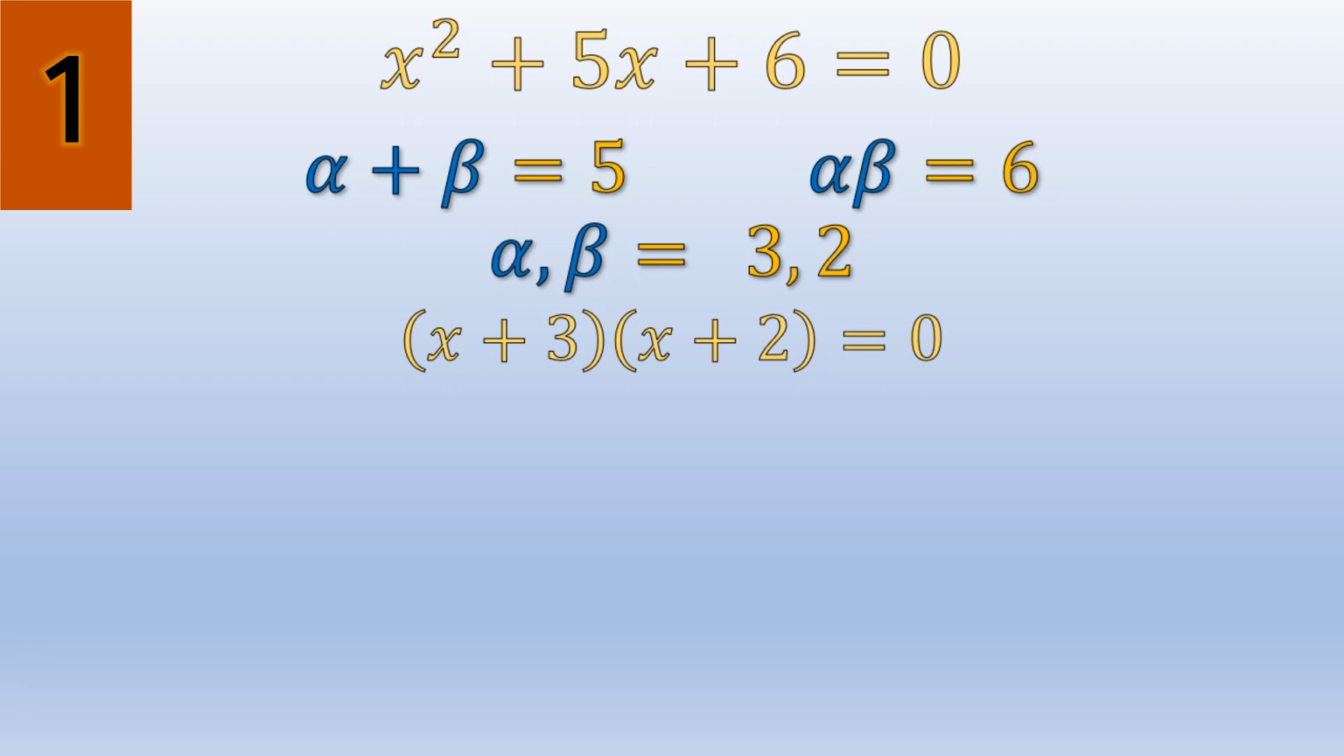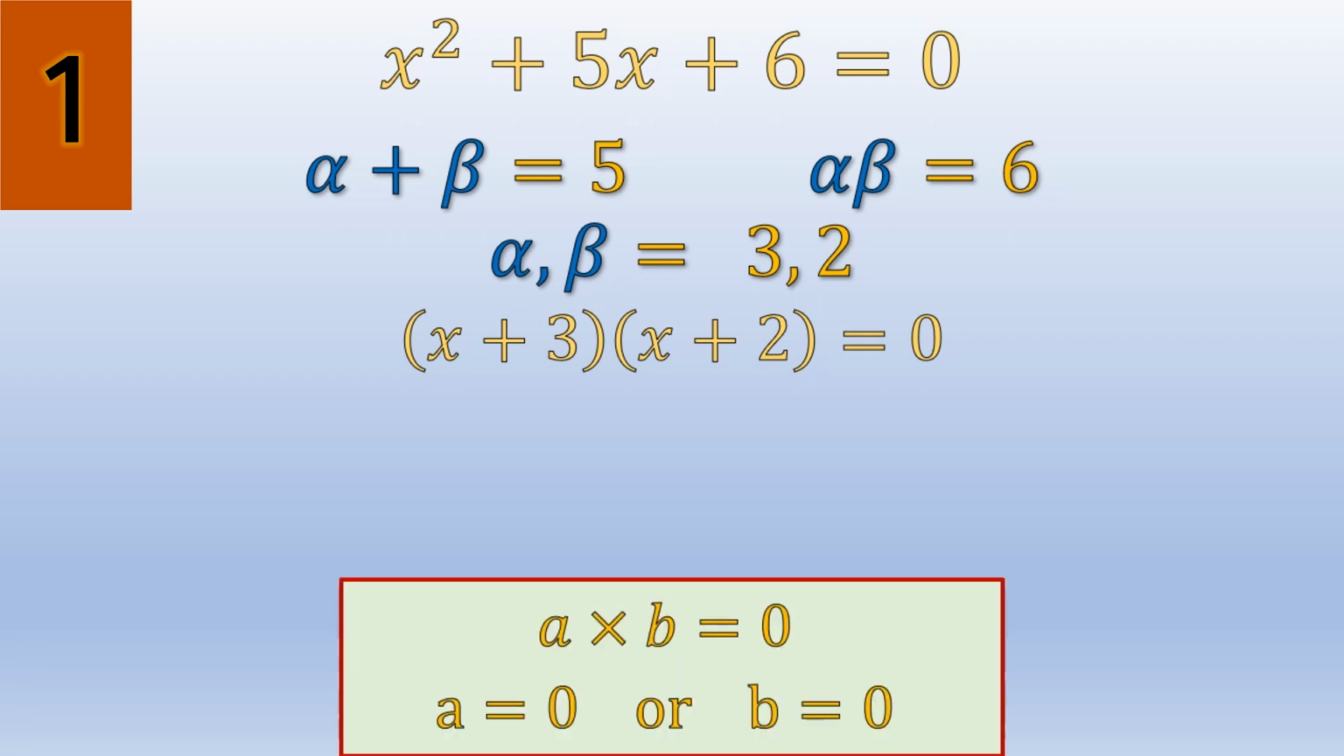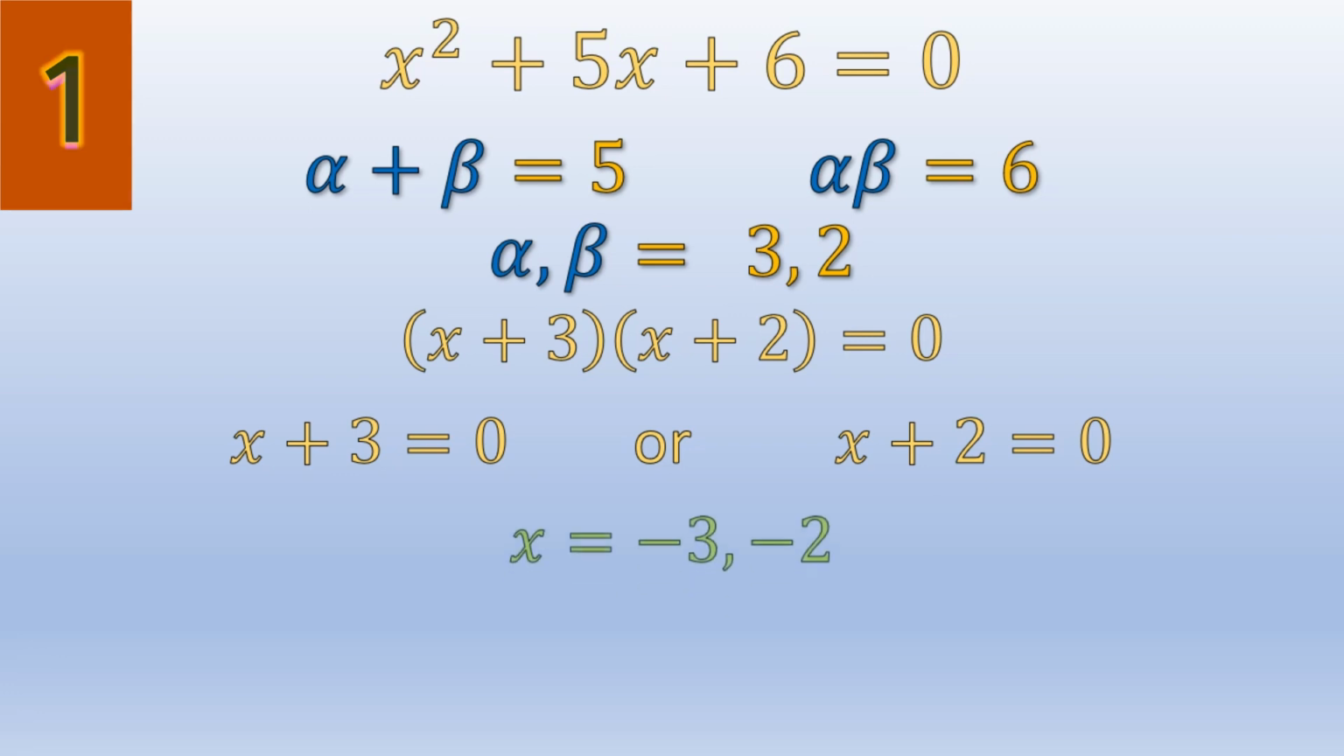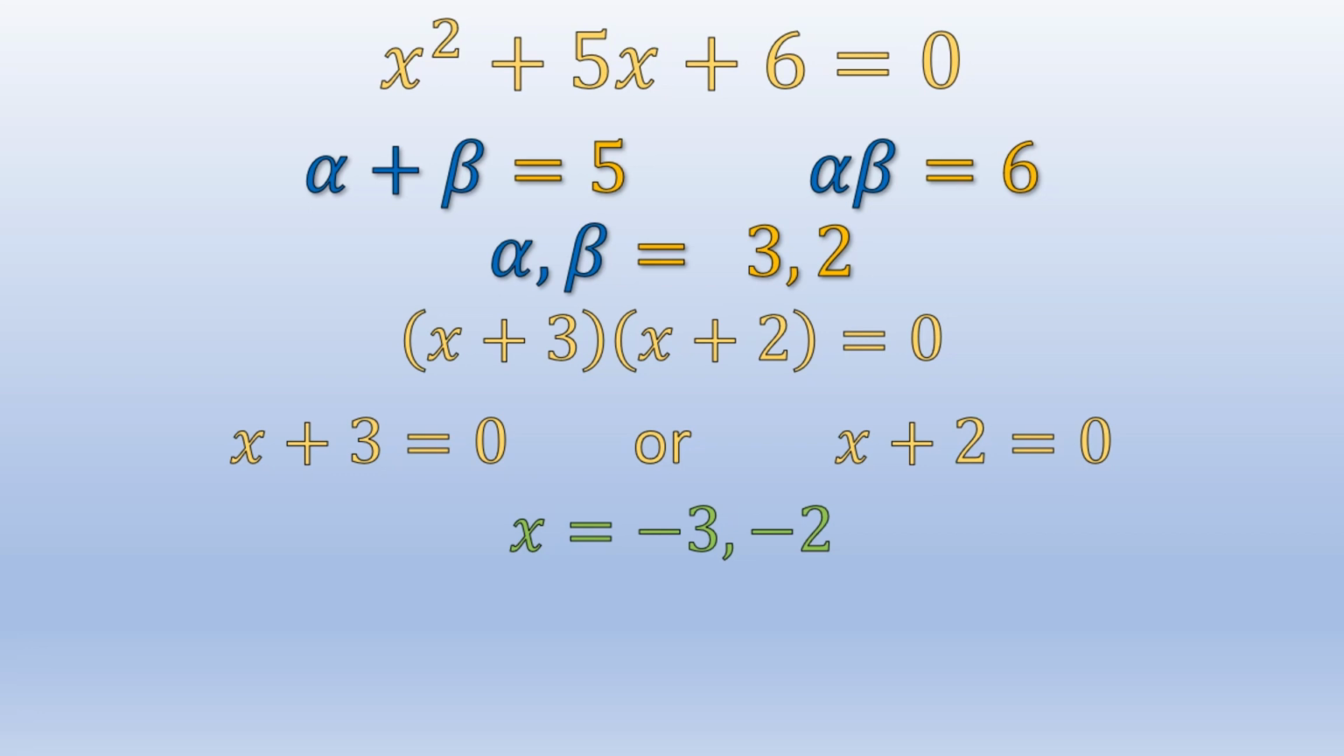When the multiplication of two numbers equals 0, it means at least one of the numbers must equal 0. So A equals 0 or B equals 0. With this logic, x plus 3 equals 0 or x plus 2 equals 0. Therefore, x equals minus 3 or minus 2.